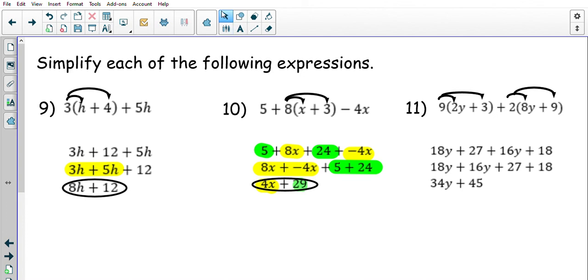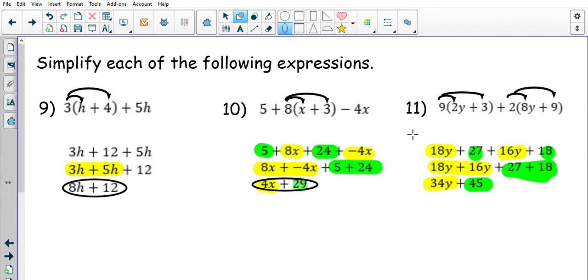We're going to put our like terms, the 18y and the 16y side by side. The constants, which are also like terms, side by side, 27 and 18. Ooh, not a very straight line there. 18y plus 16y is going to get us 34y. 27 plus 18 is going to get us 45. Feel free to use calculators. I made the numbers relatively simple here, but again, feel free to use a calculator to double check your work.